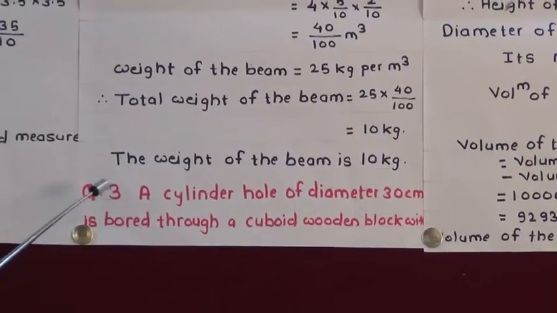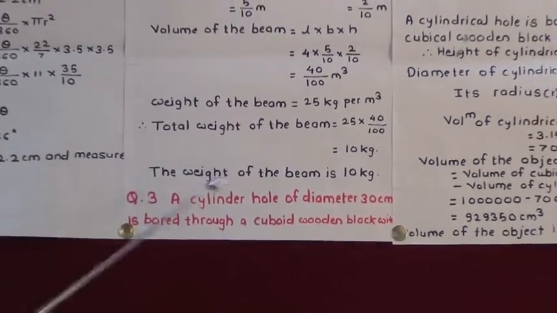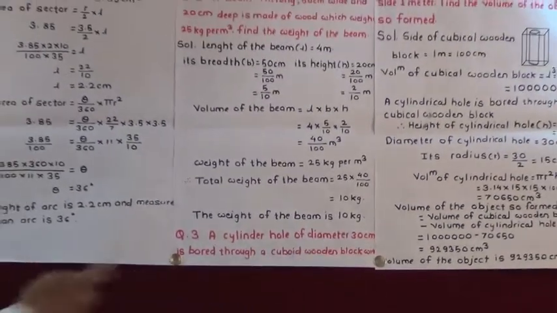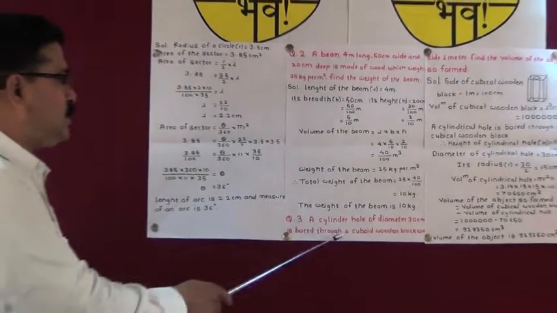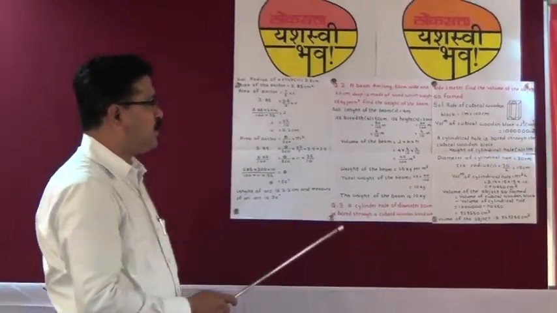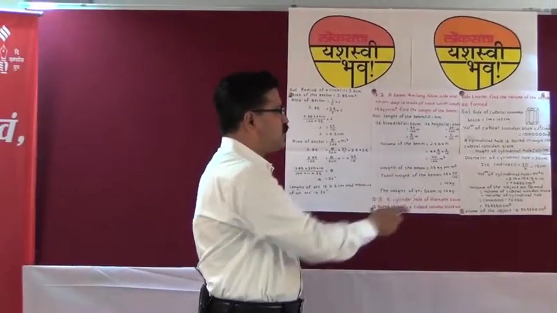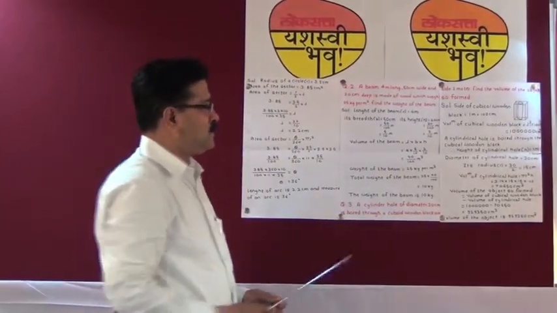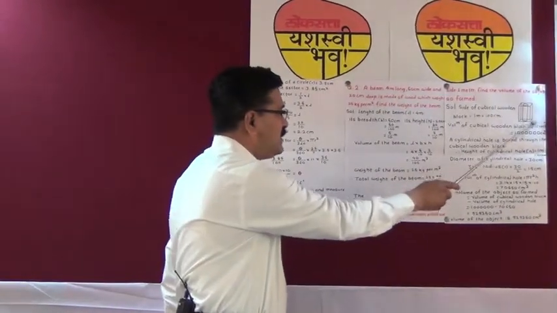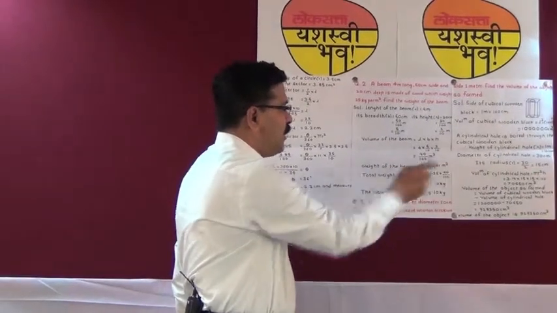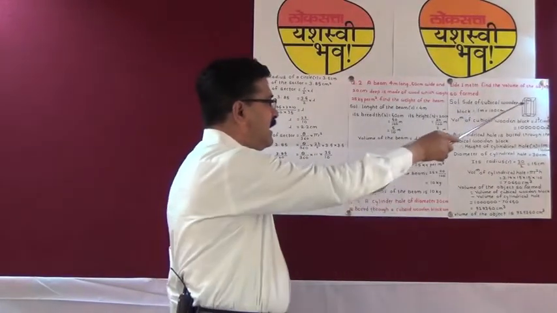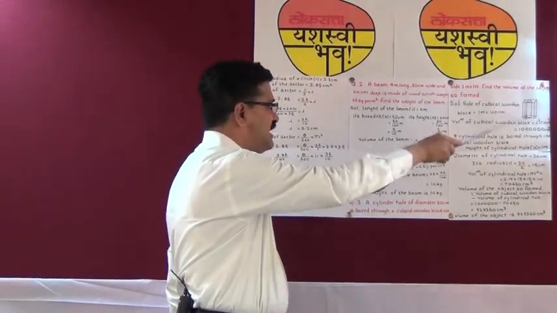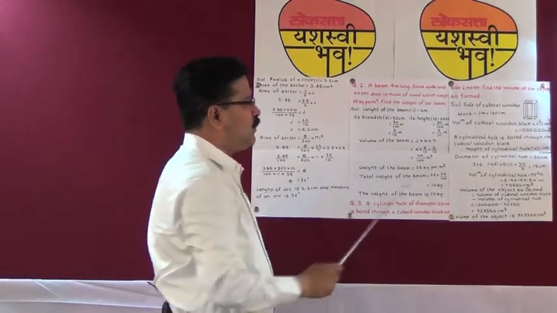Now see question number 3. A cylindrical hole of diameter 30 centimeter is bored through a cuboid wooden block with side 1 meter. So find the volume of the object so formed. So see here, this is a cubical wooden block and a cylindrical hole is drilled through it. So what we have to do?